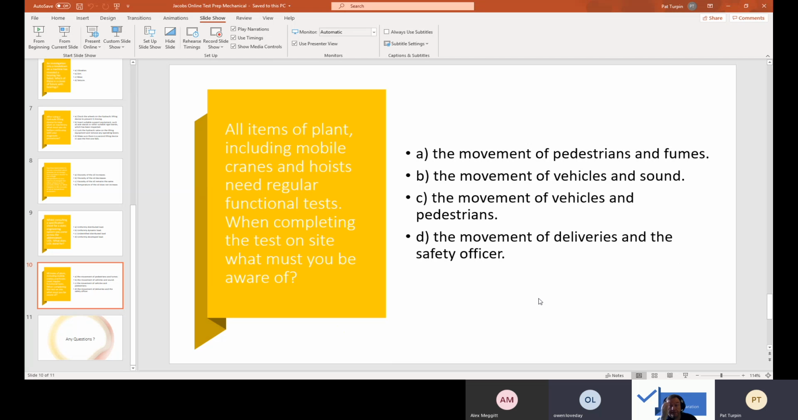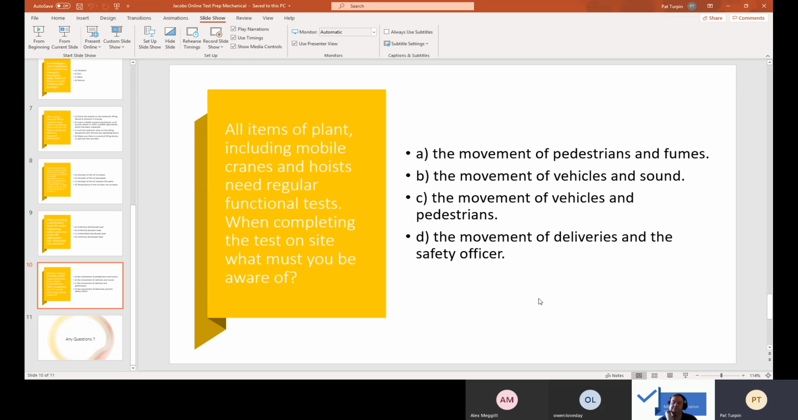The thing with it is, when you think of that and you're doing a test on site and what to be aware of, if you handled risk into things, ultimately, wherever you do that crane test, you're going to have fumes going everywhere, aren't you, once the crane starts up. However, the movement of vehicles and pedestrians, that is your main risk.